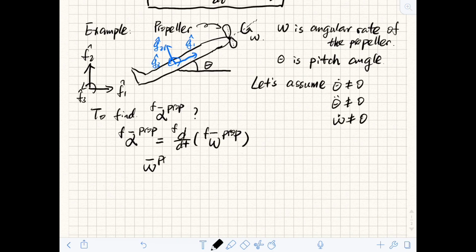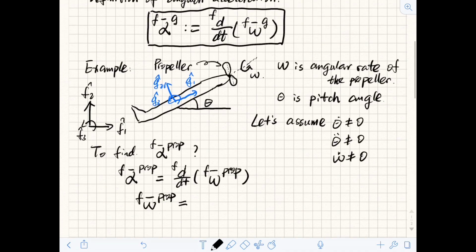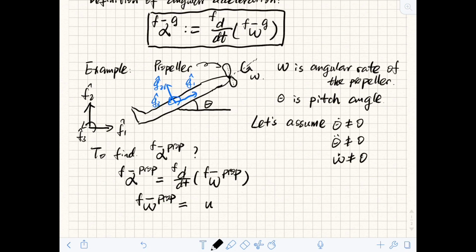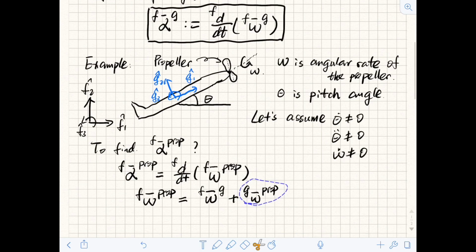So we know that the angular velocity of the propeller in the F frame can be decomposed by the angular velocity of the aircraft and the angular velocity of the propeller relative to that aircraft. So essentially, we have broken down the angular velocity of the propeller into two simple rotations. One is the rotation of the aircraft, which is the reference frame g in the F frame. And the second is the angular velocity of the propeller relative to that aircraft.